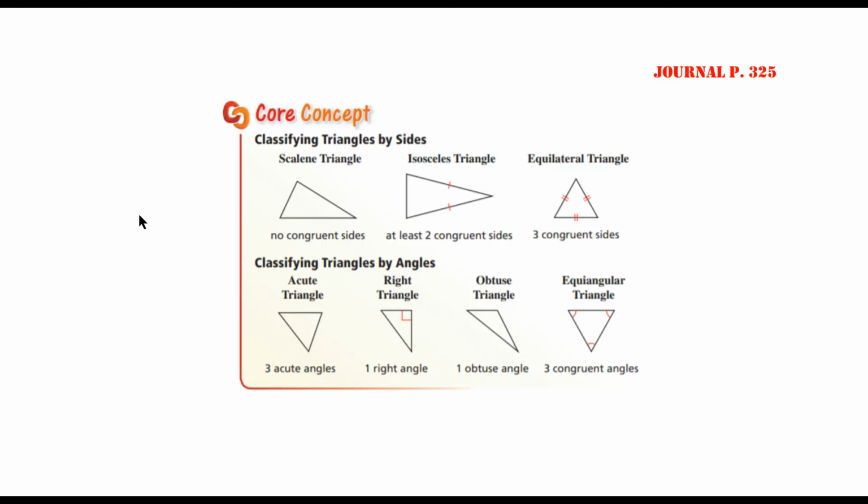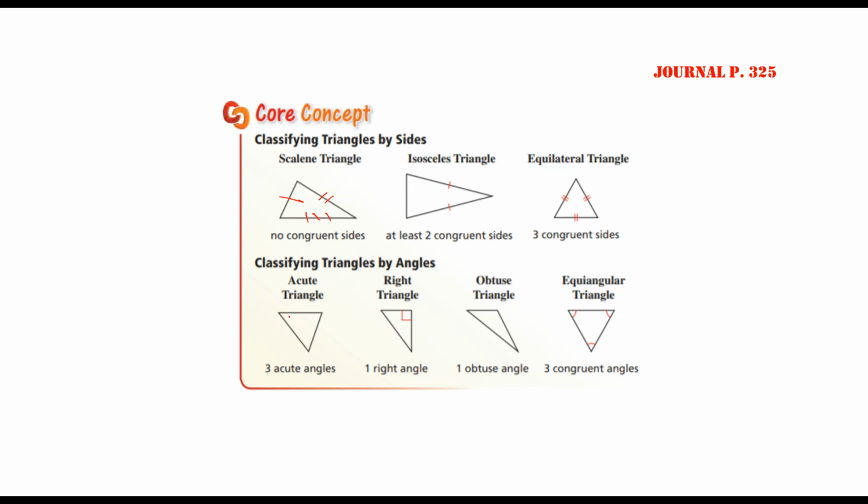So first, you'll need these definitions, and you may just need them out. If you aren't familiar with them, they're pretty straightforward. Scalene triangles means there's no congruent sides. If I mark that, I would use one mark on one side, two marks on another side, and three marks on another side. That means all three sides are not the same length. Isosceles, two sides are the same congruent lengths. Equilateral, all three sides are congruent.